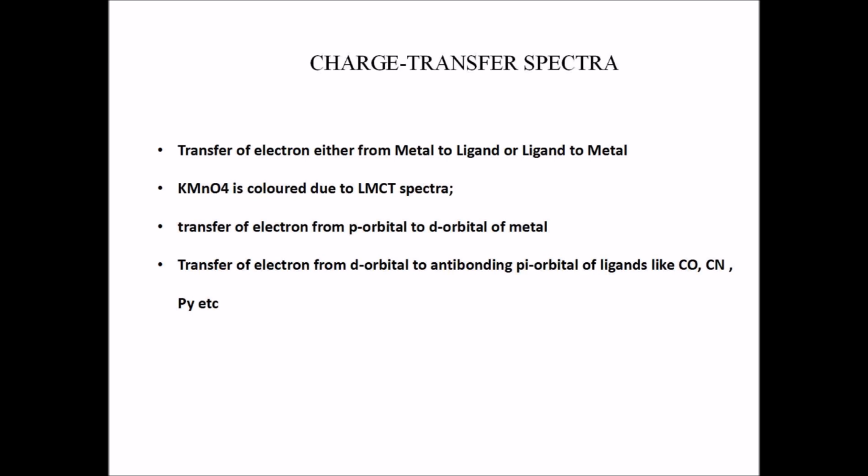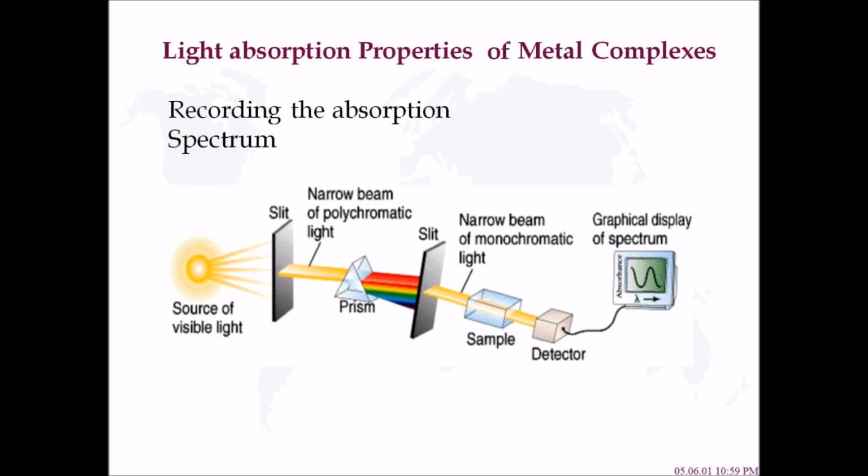Similarly, strong ligands like carbonyl, cyanide and pyridine have pi antibonding orbitals, so excess electrons from the metal d orbital will flow to this antibonding pi orbital, and this is called MLCT absorption. The absorbance of metal complexes can be recorded by using a UV visible spectrophotometer. In this instrument, we can know the lambda max value, meaning the maximum wavelength where the compound will absorb.